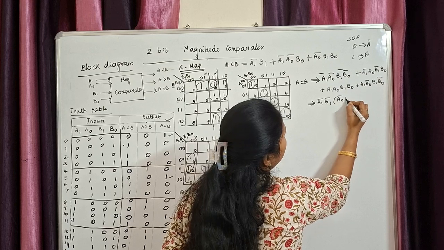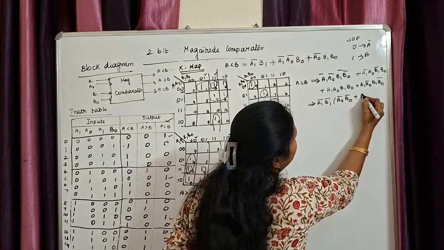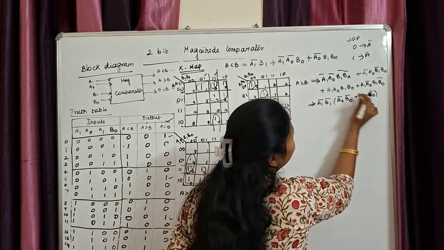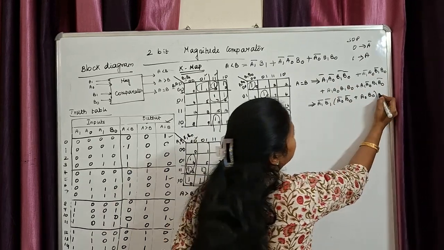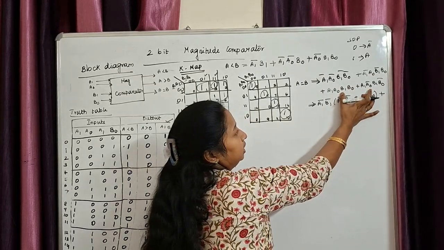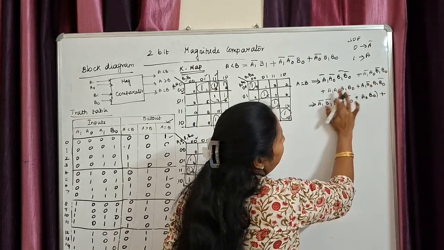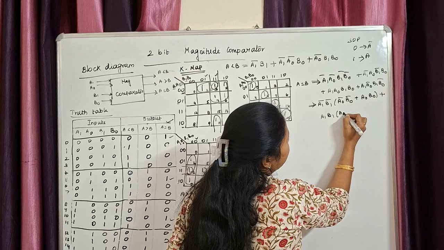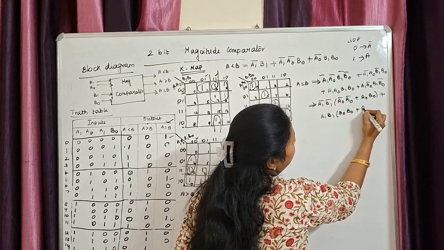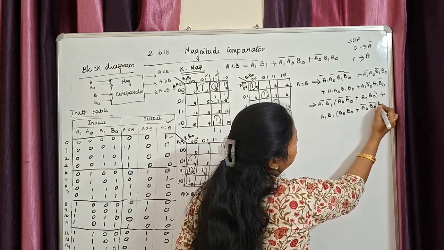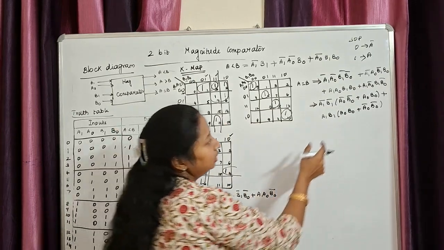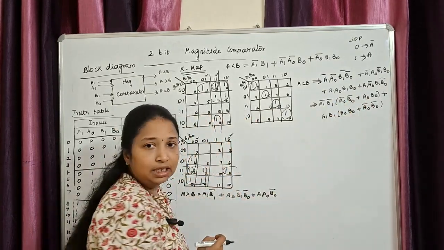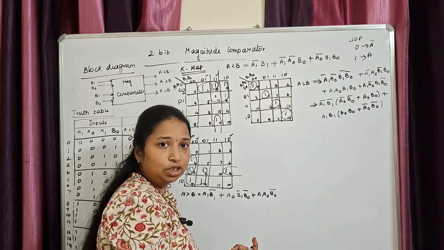So it will be A0 bar, B0 bar plus A0, B0. This is for the first two terms alone I have taken. In a similar way, for the next third and fourth term, A1, B1 is common. So I'm going to take A1, B1 outside and it will be A0, B0 plus A0 bar, B0 bar. Clear? Which gate is this term inside your bracket representing? It is nothing but my XNOR gate.